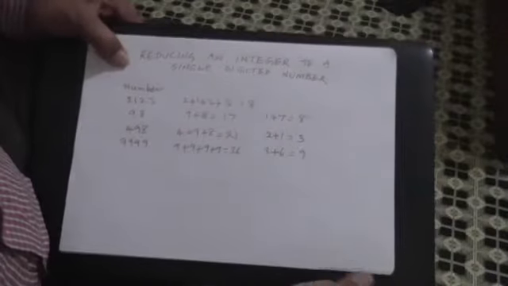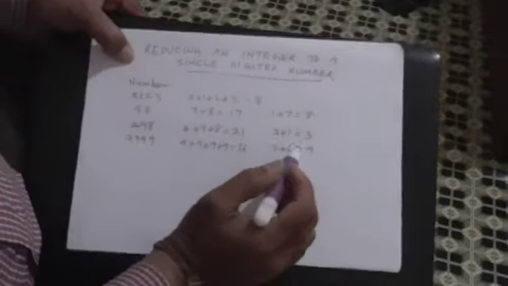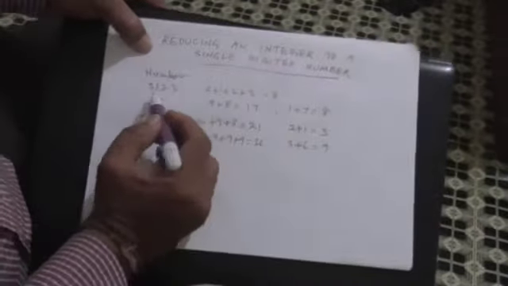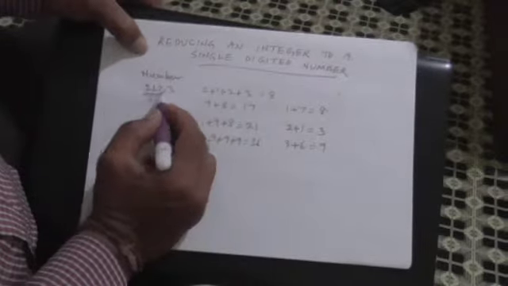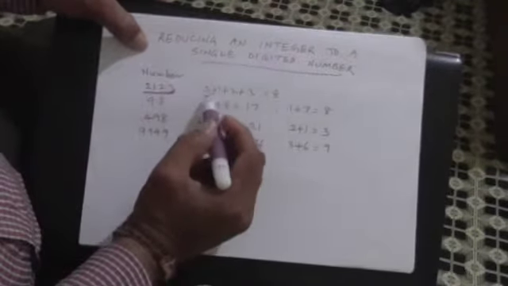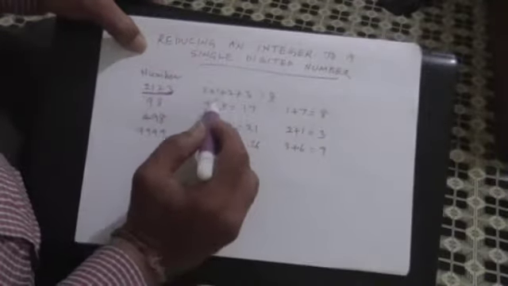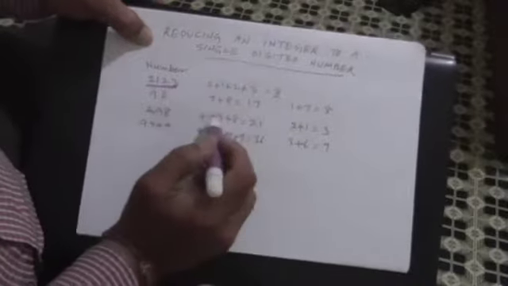I am going to write a program which reduces a given integer to a single digit number. Supposing the integer we are going to consider is 2123. The sum of the digits, 2 plus 1 plus 2 plus 3, is 8. So it is reduced to a single digit.